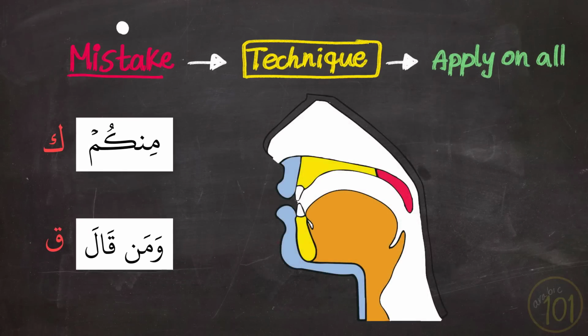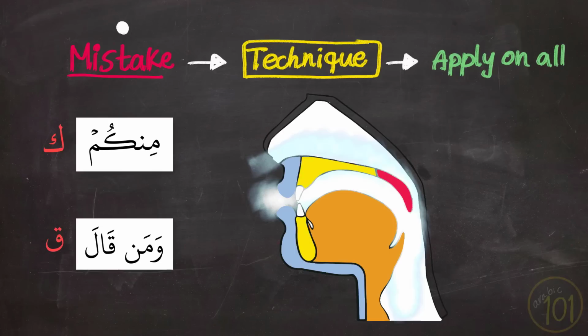Well, simply I let more air out of the mouth than I should when performing the ghunnah. As we should know by now, for the cases of kaf and qaf, ikhfaa should have an almost complete ghunnah, so more air coming out of the nostrils.